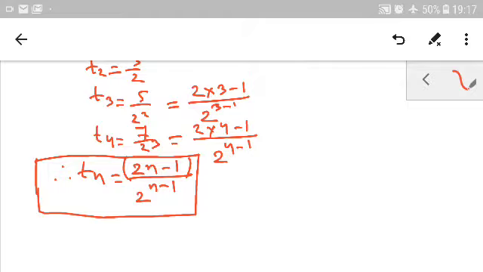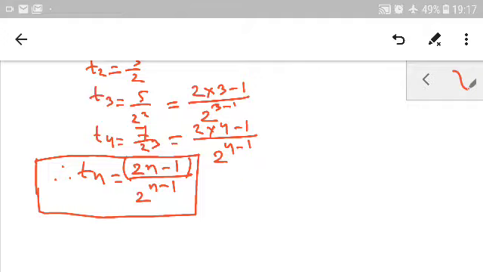Now if Tn is this one, then let us find T infinity. First, our Tn goes like this, 2n minus 1. Now let us see how to solve this kind of questions. But I cannot apply infinity in the numerator and denominator.